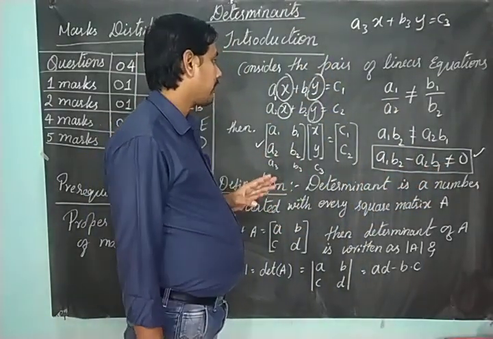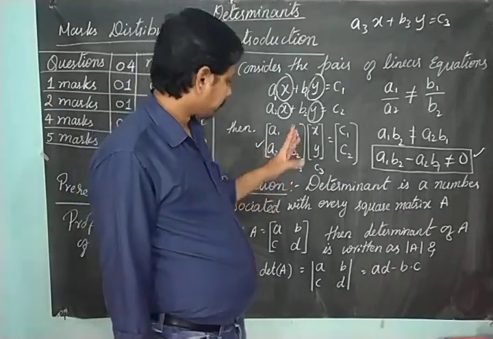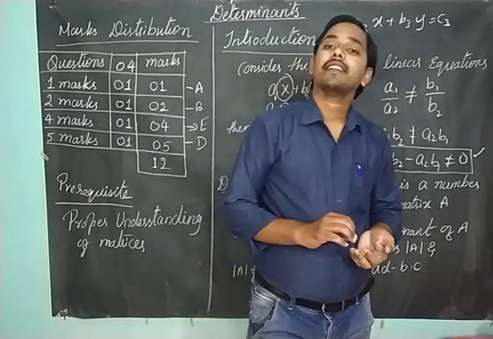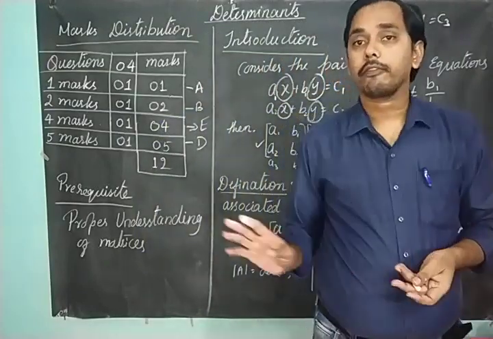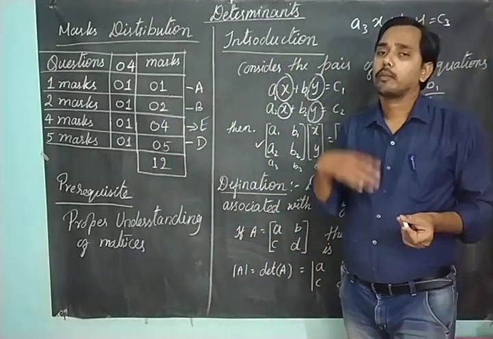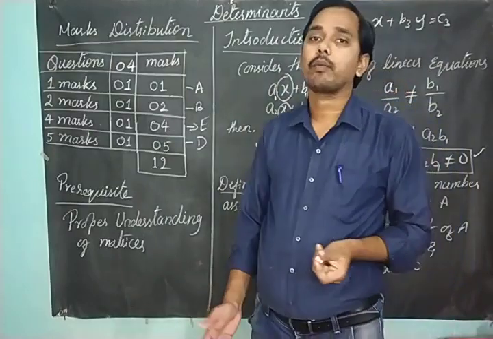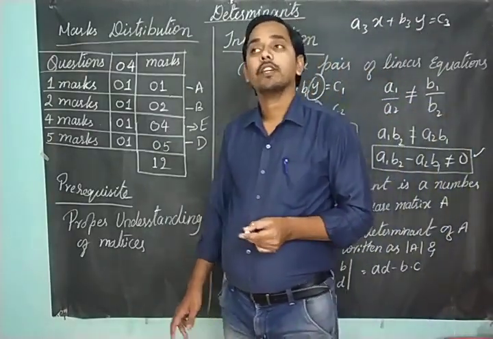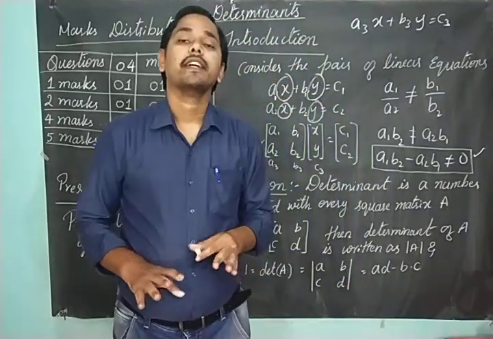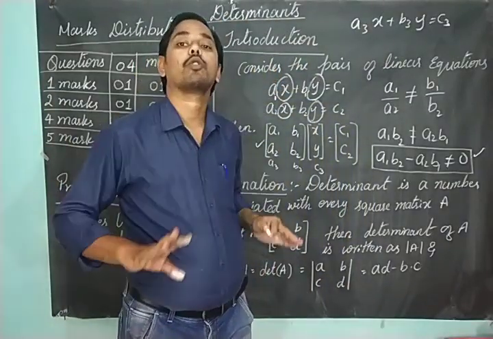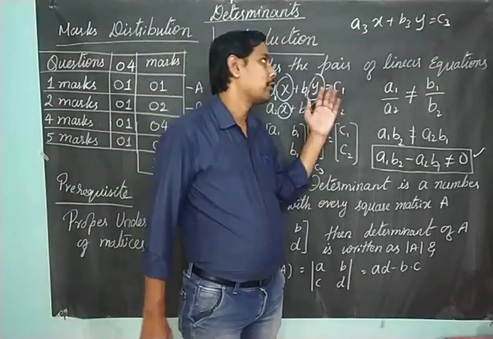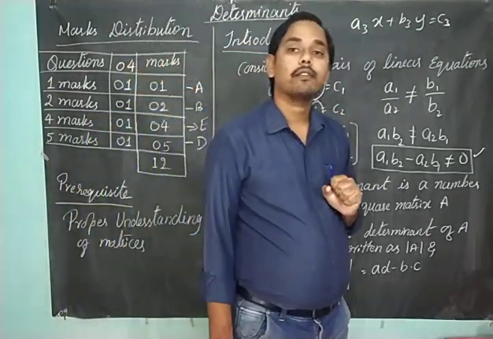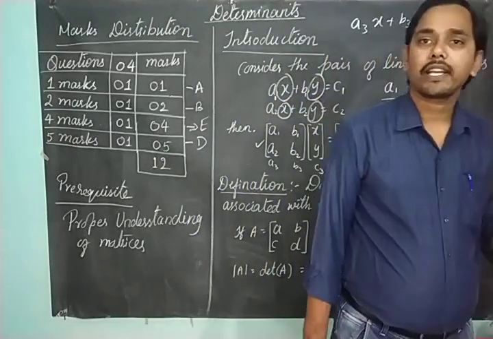So in general, what we do here? If it is not a square matrix, then the number of unknowns will not be equal to the number of equations. Number of unknowns may be less than the number of equations, or more than the number of equations. In that case, we will not be able to estimate the values of x and y, or say whether they are unique.